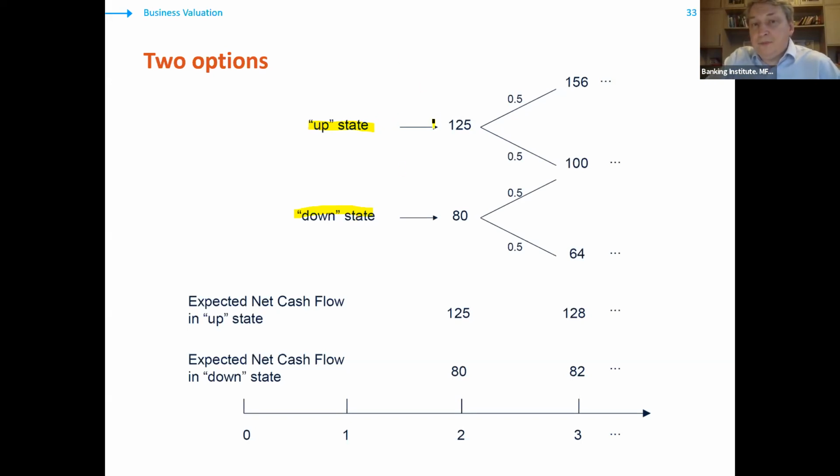In the upstate, we have expected cash flows of 150, and then our cash flows are either 150, 125, and then it's 156 or just 100. So the expected cash flows are like that: 125, 128. And for the downstate, the expected cash flows are like that: 80 and 82.